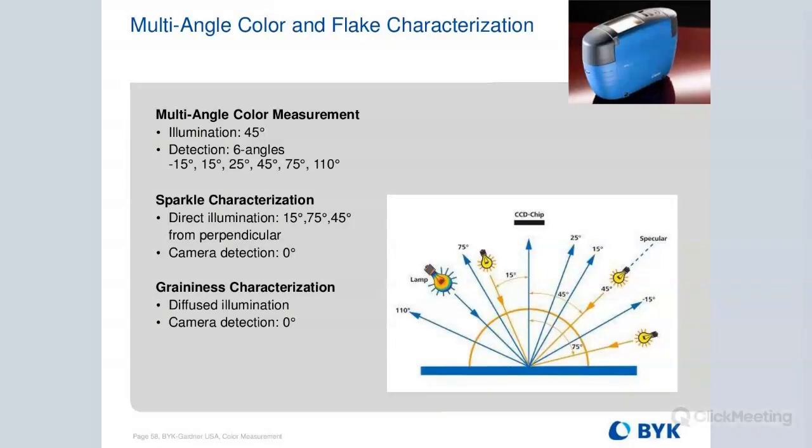But from our experience, even if you measure it and don't tolerance it, at least you have that information if you need to go back and dig into the data at some later point in time. So you can set up different tolerancing schemes to tolerance all six angles or all three sparkle angles and graininess, or you don't have to tolerance all of those at the same time if you don't want to.